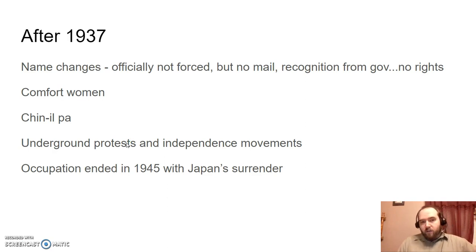There will be underground kind of independence movements. These are going to be met with very, very harsh results. Death is often a penalty for these. So after 1937, things get a lot more harsh. The occupation of Korea ends in 1945 with the end of World War II when Japan surrenders. And then almost instantly we see the result, the splitting of Korea between North Korea and South Korea, with the Russians marching in through the north and Americans and the rest of the UN coming in through the south.